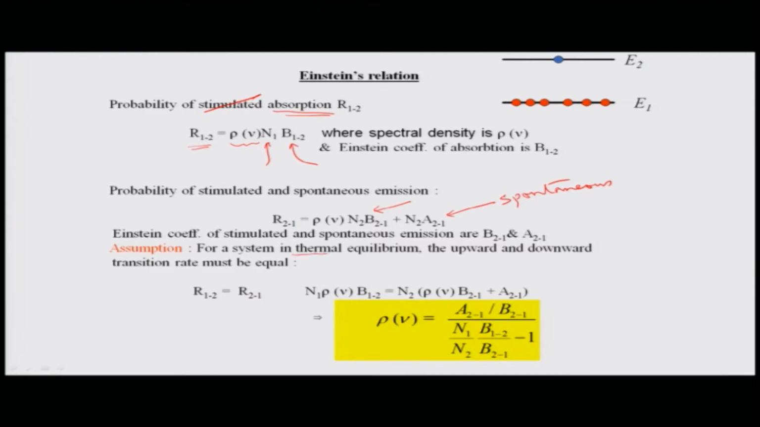For a system in thermal equilibrium, the upward and downward transitions must be equal. That is what we used last time, and we can write the spectral density in a form which is the ratio of the different absorption coefficients, as we had seen before, along with the ratio of the occupancy numbers of the two states, and we can come up with a ratio of that.